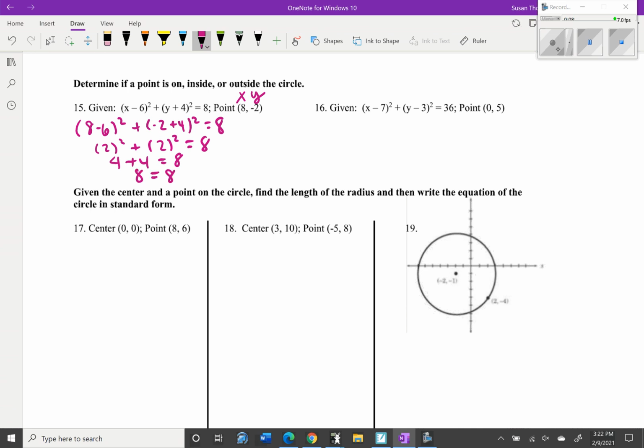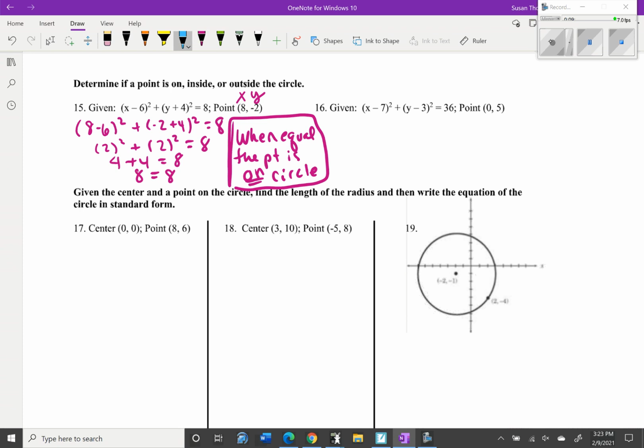So you're comparing the left and the right side. When you get the answer and they're equal to each other, the point is on the circle, because that means that it is equal to the radius. So that's why it's on the circle. So let's look at the next one.